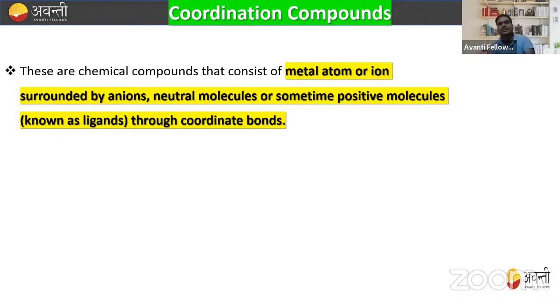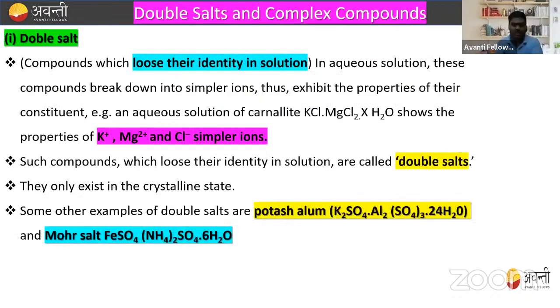So basically, what is a coordination compound? These are chemical compounds that consist of a metal atom or ion surrounded by anions, neutral molecules, or sometimes positive molecules known as ligands, through coordinate bonds. So basically, coordination chemistry is the chemistry of the metal-ligand bond, right? These are the chemical compounds that consist of a metal atom or ion surrounded by ligands.